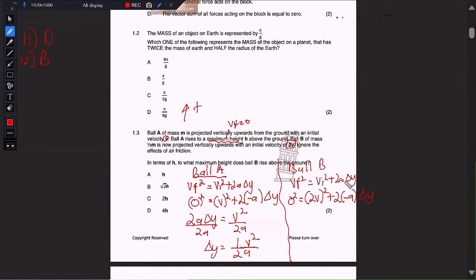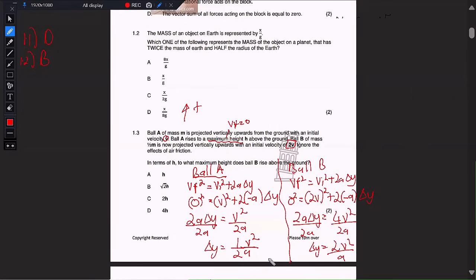I'm going to say delta y here. And then again, I bring this over here. This is 2a delta y. And then here, this will be 4v squared. Again, if I make my delta y the subject of the formula, this is divided by 2a. So my delta y here, 4 divided by 2, will be 2v squared over a.